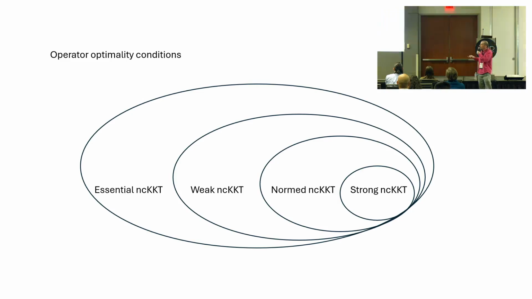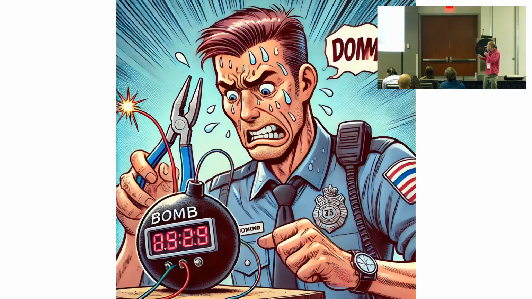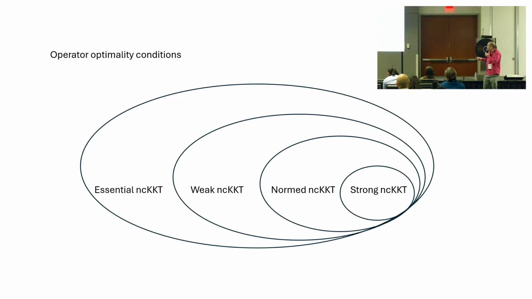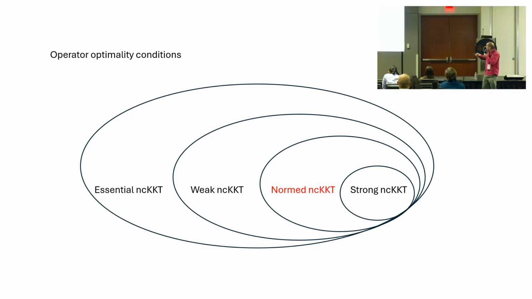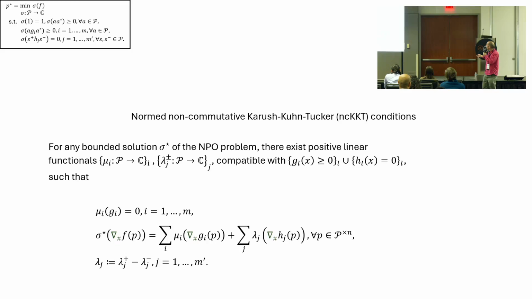Okay, this time it's a bit more complicated, what we find in our notebook, because apparently there's not just one set of operator optimality conditions, there are 4 sets. They have different strengths. Now, in an ideal world, I would tell you about all of them, but I don't have time, so I have to choose. What I choose is my favorite one, which is norm NCKKT. This is what I'm going to tell you today.